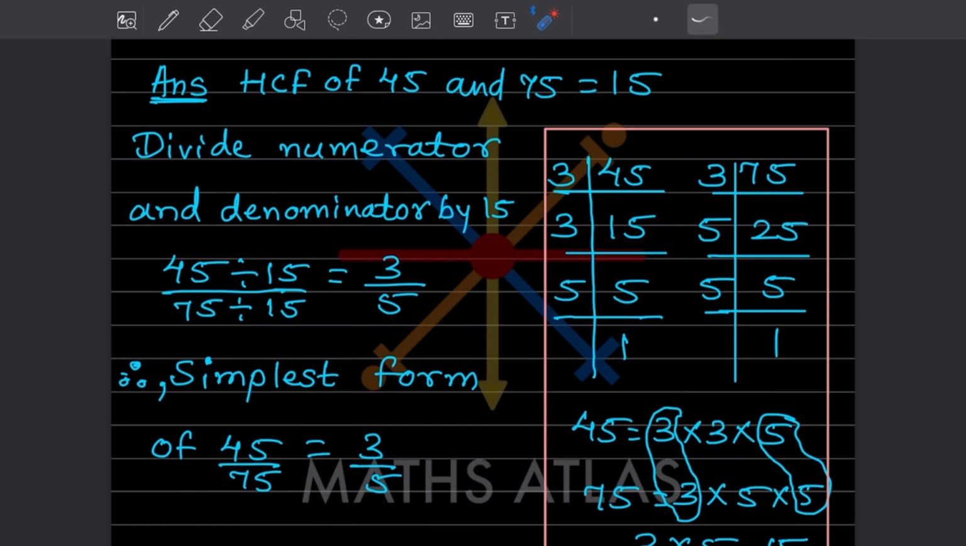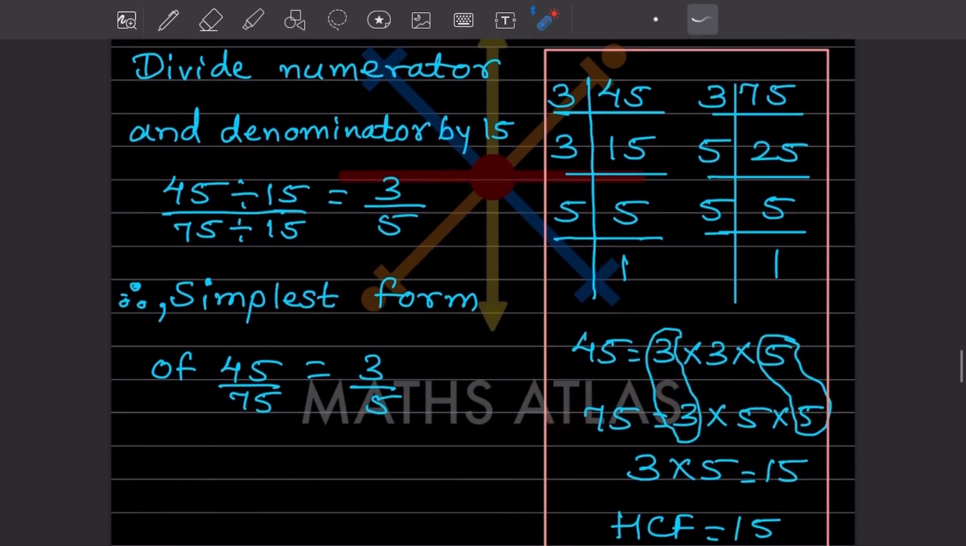For 45, the factors are 3, 3, 5, so I wrote here 3 3 5. For 75, the factors are 3, 5, 5, so I wrote here 3 5 5. Now you write one below the other, see the method, how I wrote, the same way you write one below the other, so it becomes easy to compare. Now you can see 3 over here is common, 5 over here is common. These are not common. So you will just write here 3 one and 5 one, that is going to be 15. So HCF is going to be 15. Just remember, HCF means just take the common.